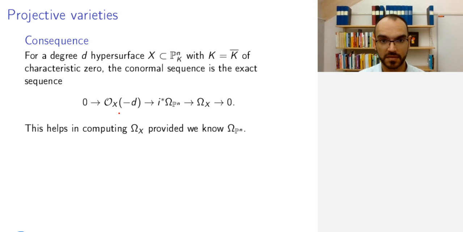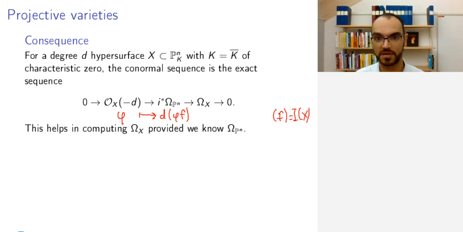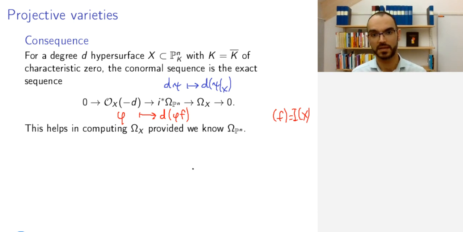So the map here takes phi and maps it to the differential of phi f. Here what is f? So f is the generator of the ideal of X. It is a homogeneous polynomial of degree d. And here I take d psi and map it to d psi considered as something over X. I leave it to you as an exercise to show that these are well defined and make the sequence exact.